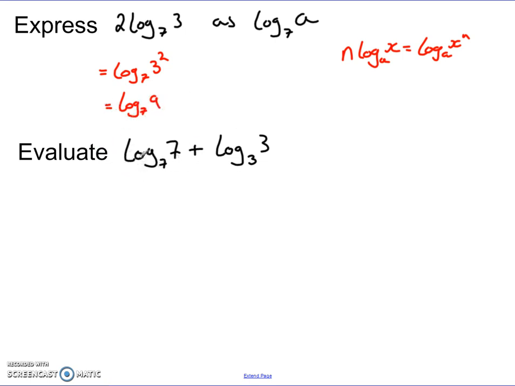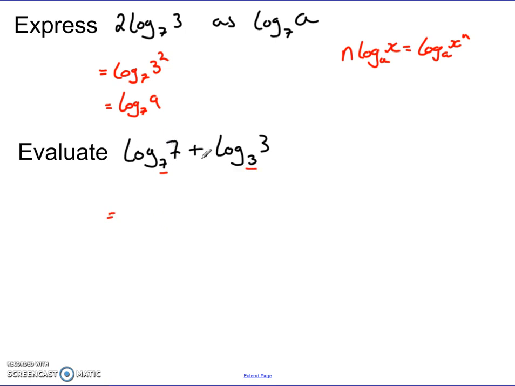Our last one here is evaluate log to the base 7 of 7 plus log to the base 3 of 3. Now, first thing to look at is the bases. There's a 7 and there's a 3. We cannot combine them using our laws. So we can't combine them using the first rule, which says that 7 times 3, because of the different base values. That's going to be a little bit frustrating.